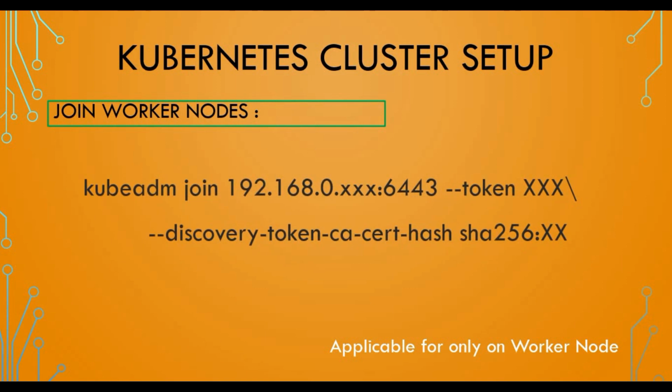In order to join the worker node, we have this kubeadm join command, which we got when we ran kubeadm init, right? Which we have copied and kept in our notepad. So let's run that on your worker node. This has to be done only on the worker node. Okay, you don't have to do this on the master. This step is specifically for the worker node.